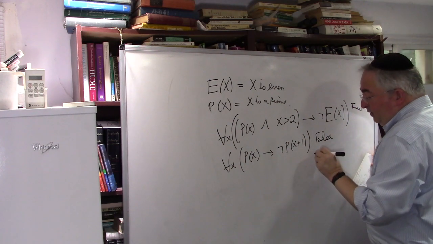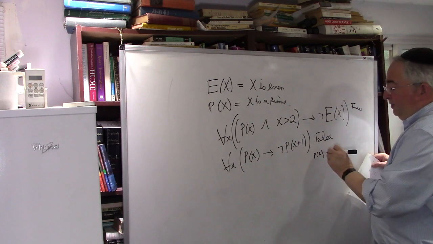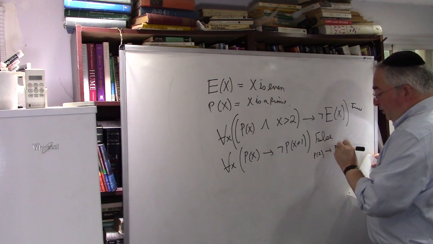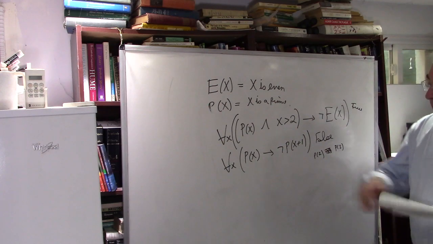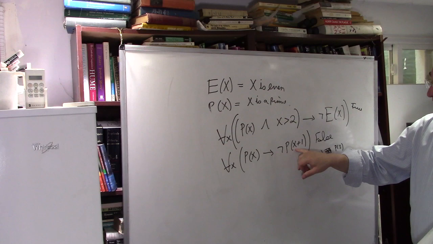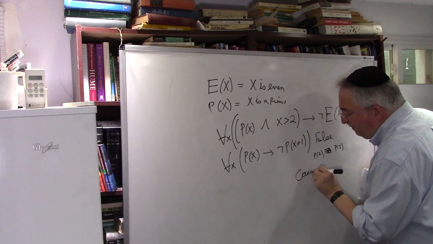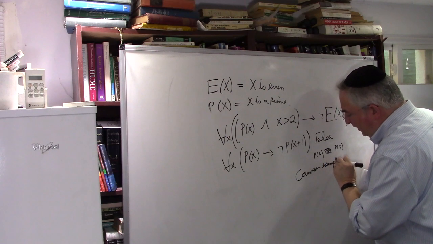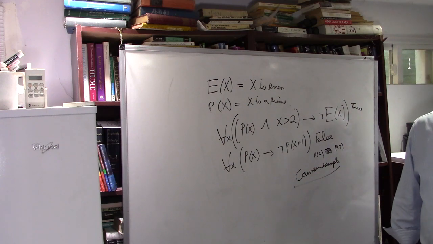When it's the time, P of 2, 2 is a prime number, and 3 is a prime number. So you have P of 2 is a prime number, and P of 3 is a prime number. This is called a counterexample. It's something that's not true, and here's a reason of showing you that it's not true.